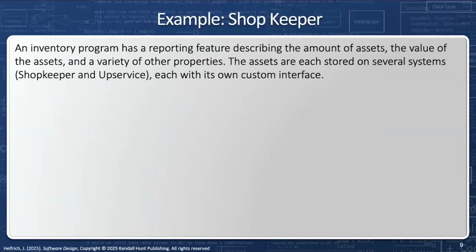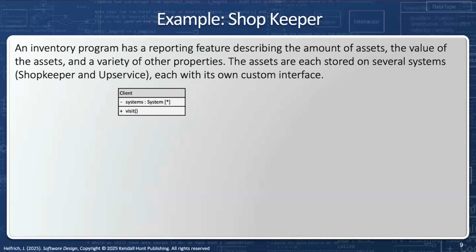Let's look at one final example here. An inventory program has a report feature describing the amount of assets, the value of the assets, and a variety of other properties. The assets are each stored on several systems. The shopkeeper system, and I don't know who made that, but it exists somewhere, and the up service. What does up service even do? In this case, I don't know, but it's two services we have. And each one has its own custom interface.